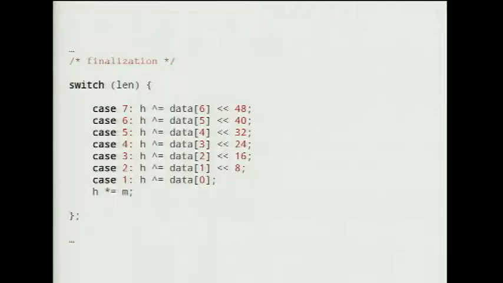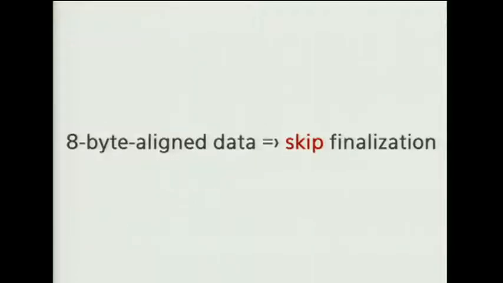And when this while loop is done, there's the finalization phase. And if you have a closer look at this, you will notice right away that if we keep ourselves to 8-byte aligned data, then none of those things will actually be applied to your hash. And this only makes our task of finding collisions easier.